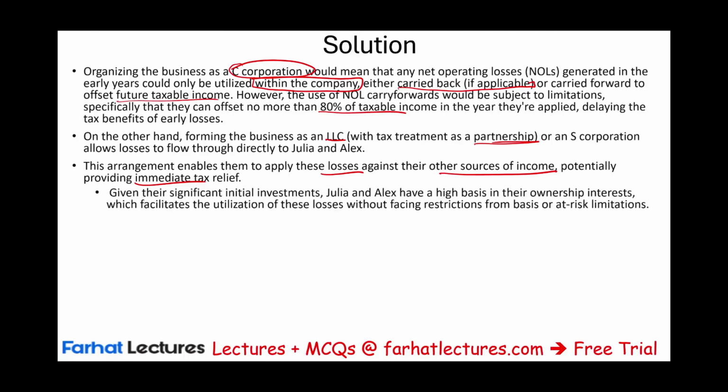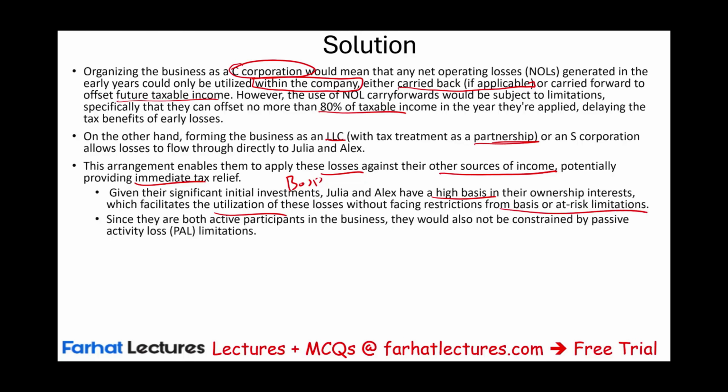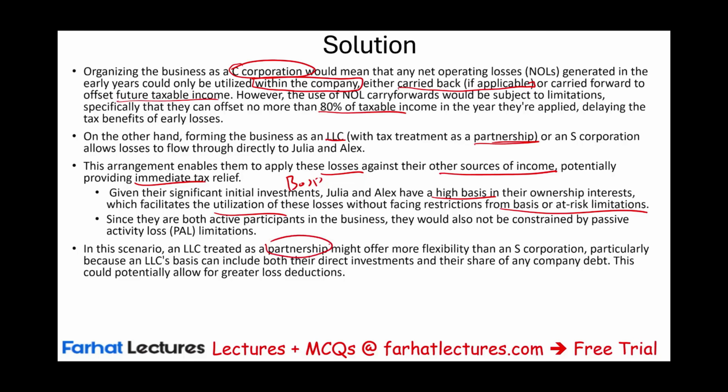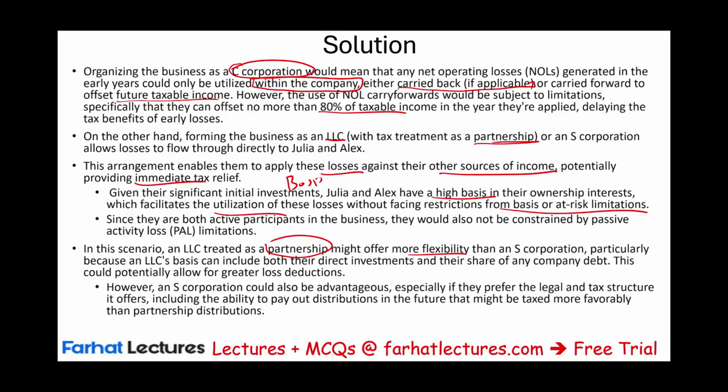Given their significant initial investment, it means they have enough basis. Julia has enough basis in the ownership interest, which facilitates the utilization of the losses. And if they are working and they invested, they are at risk. Since they are both active in the business, they would not also be constrained by the PAL limitation. So in this scenario, an LLC treated as a partnership will offer more flexibility than an S corporation, especially if they're going to be incurring debt down the road, because the debt will allow them to increase their basis, which is good, in contrast to an S corporation. So partnership is good. That's the best advice you can give them.